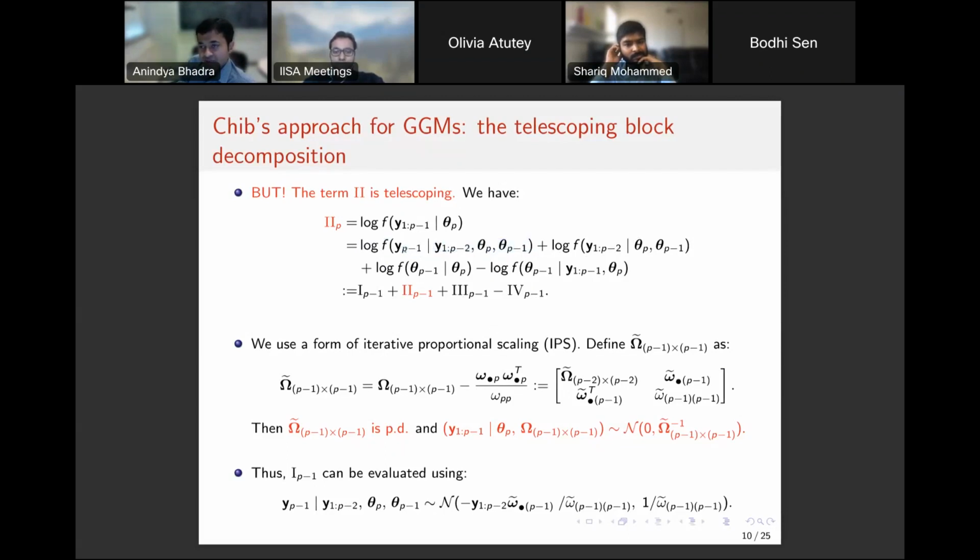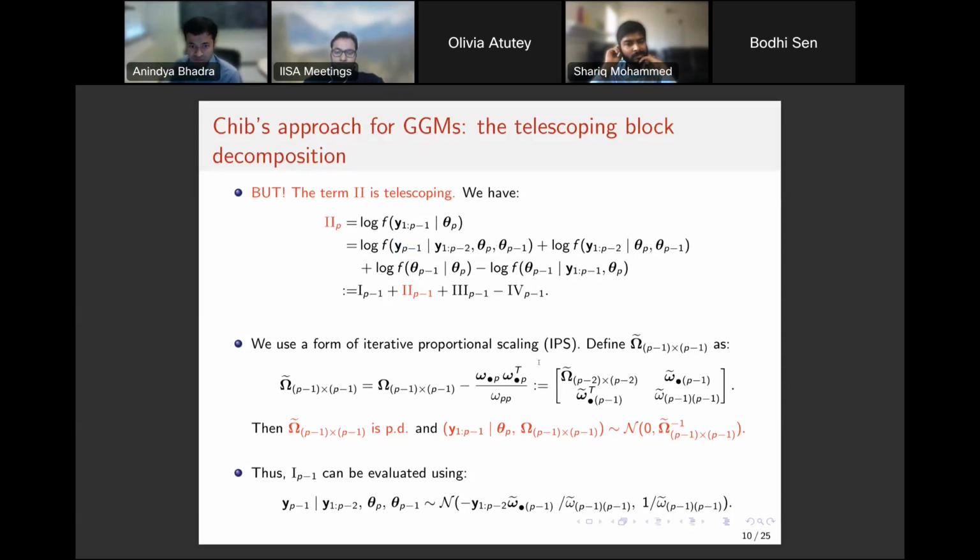Again, I have yp minus 1 conditioned on y1 through p minus 2, given the last 2 rows and columns, but with one caveat. It is a partial likelihood of yp minus 1, but not yp minus 1 given the rest. The rest would include y1 through p minus 2 and yp. There is no conditioning on yp, okay? So therefore, you cannot use the original omega to calculate the partial likelihood.